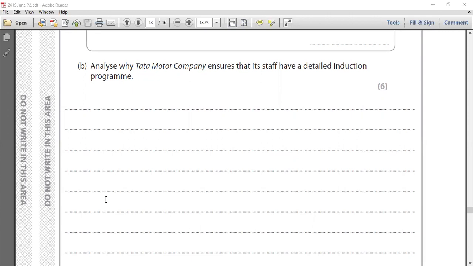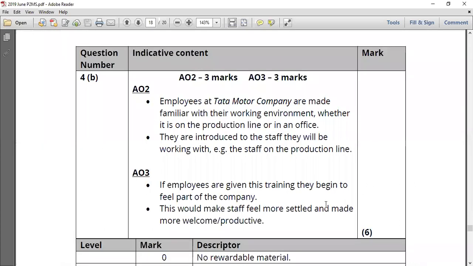The main purpose of induction is orientation, to familiarize the workers with the setup, which increases their confidence, and they will know who they are working with: the colleagues, the machines, and everything. They will familiarize themselves with the system. Therefore, it increases their confidence and efficiency as well. So for this kind of question, application points and analysis points are important. It's better to write 2 points here and explain those 2 points in 2 different paragraphs, right? So you can see the possible content in this kind of answer.